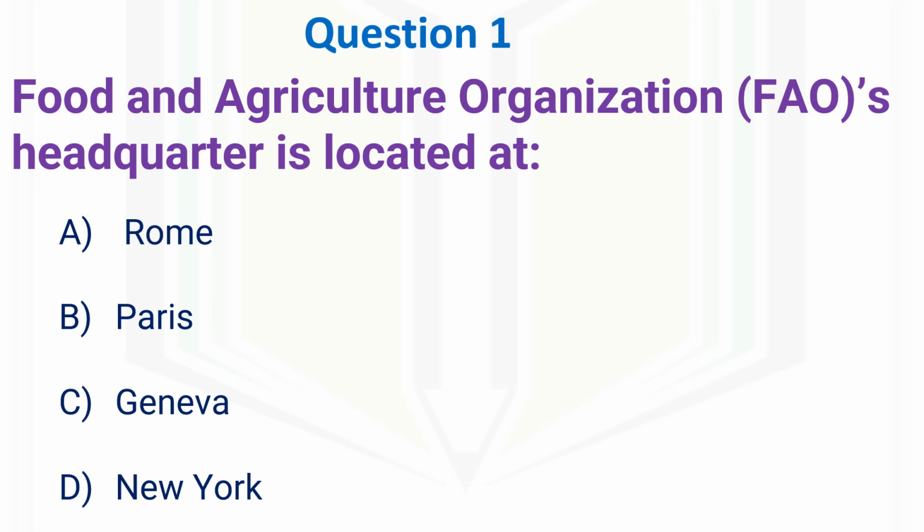Question number 1. Food and Agricultural Organization, also called FAO's headquarters is located at, options are Rome, Paris, Geneva and New York. Correct answer is Rome. It is present in Italy. FAO was established on 16th October 1945. It is an international organization of the United Nations.